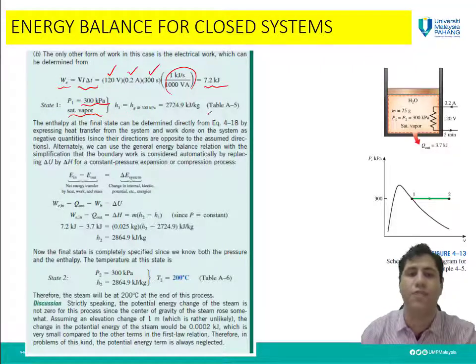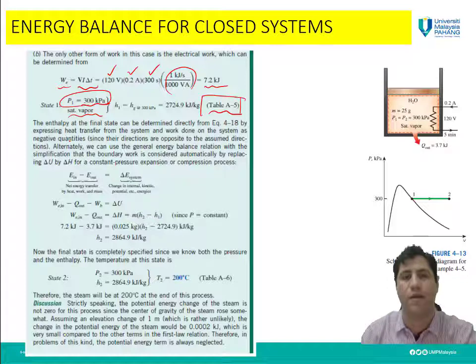We need to go to table A5. You are already familiar with that table. You need to go to table A5 and find the enthalpy for saturated water vapor at this pressure, which is the simple way to find the enthalpy.